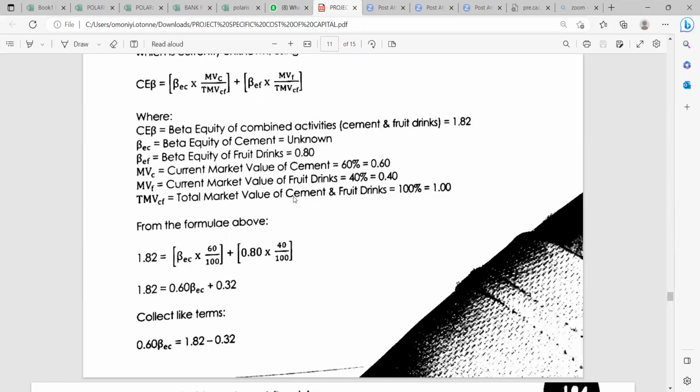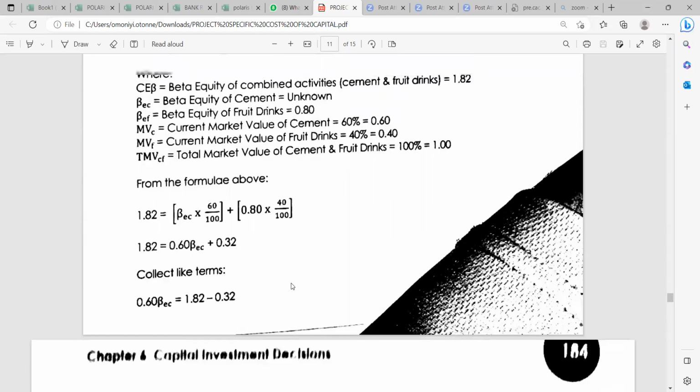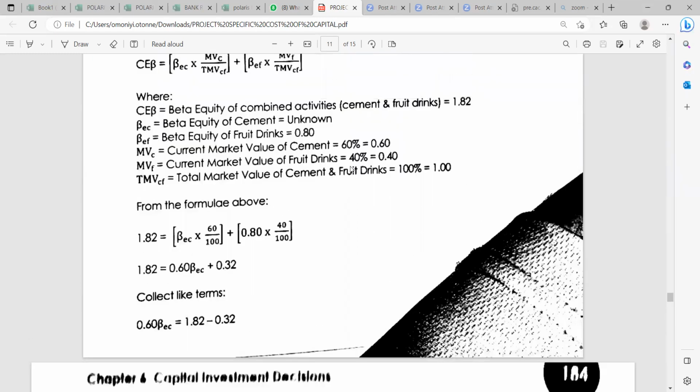The beta equity of the combined company is 1.82. It equals the beta equity of cement, which we are looking for but don't have, multiplied by the market value of cement. We are given the market value to be 60%, divided by the total market value of fruit and cement. That's 100%, because fruit is 40 and cement is 60. When you add it up, the total is 100. Plus 0.8, which is the beta equity of fruit, multiplied by 40/100. 40 is the market value of fruit, divided by the total market value of both.